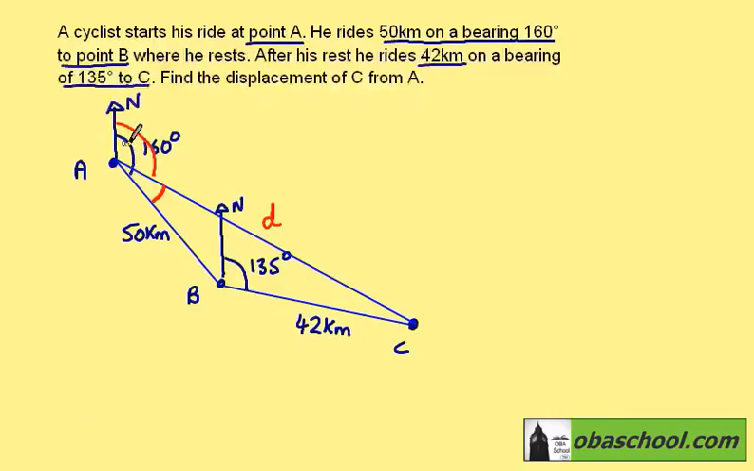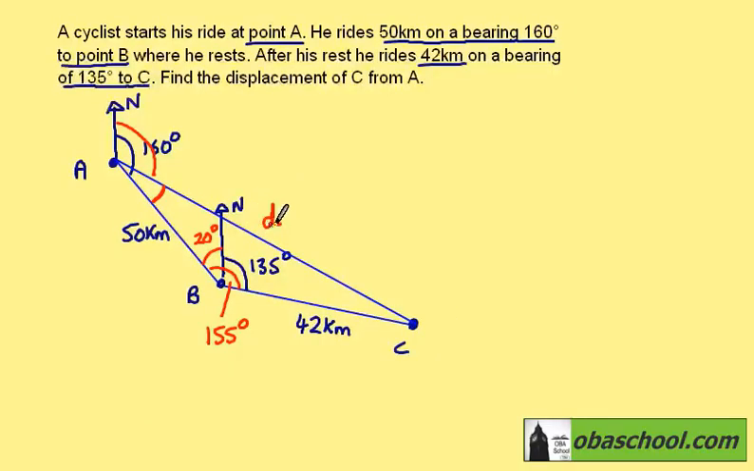The two north lines, and this angle being 160, tells me that this angle is 20 degrees. Remember that co-interior angles add to 180. So the total angle here is 155 degrees.